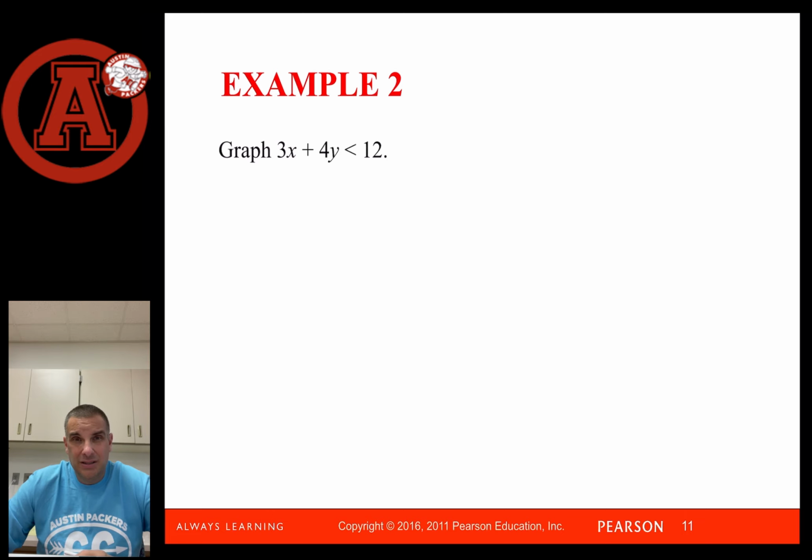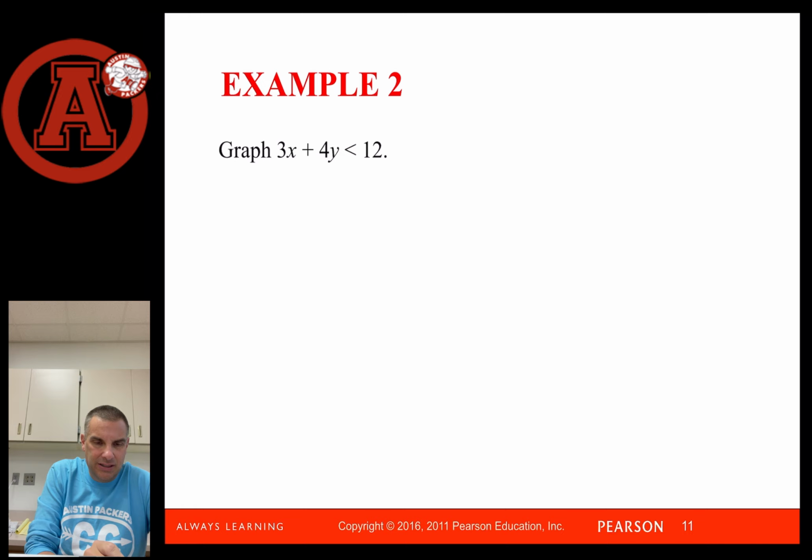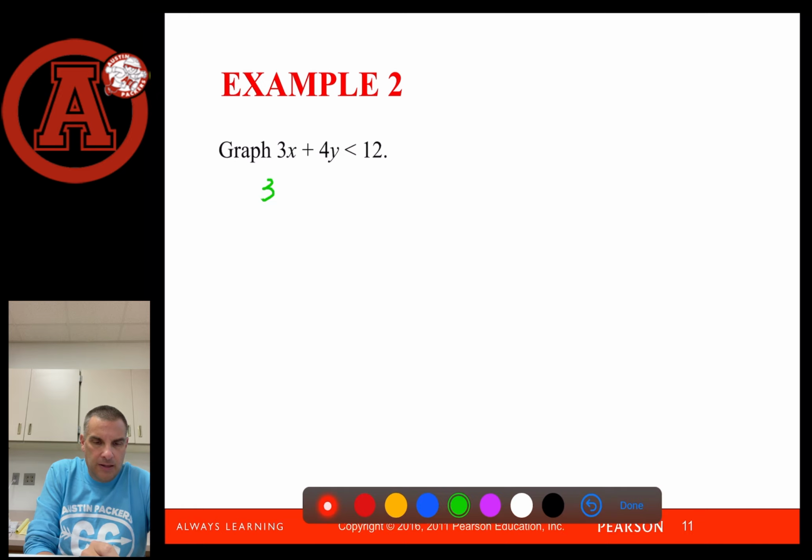Whatever way you want to do it. So we've got 3x plus 4y is less than 12. So I'm going to go ahead and solve for y because that's how I like to do it. So write it as an equation.